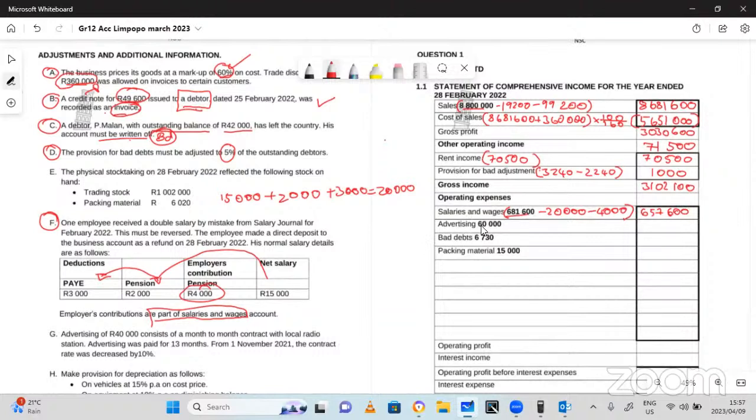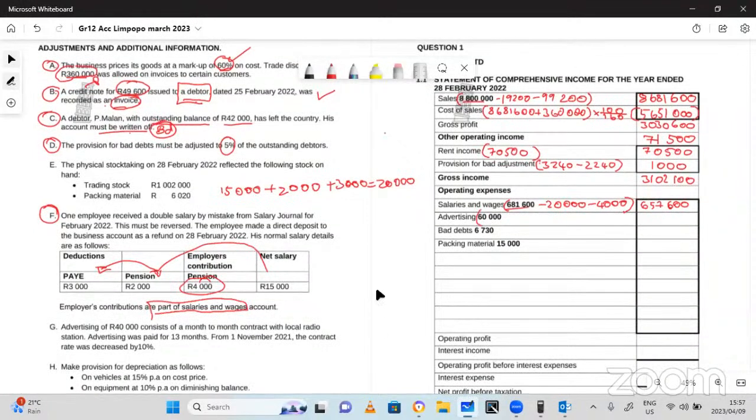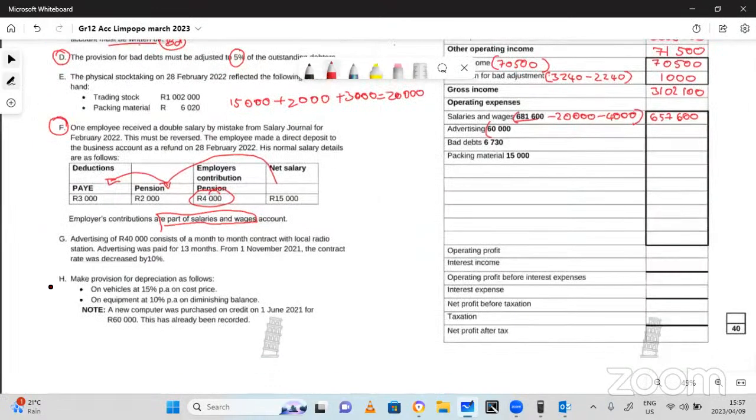Okay, then we move on to the advertisement. Surely there's a transaction with respect to the advertisement. We go and check the transaction, transaction G. As you can see, they are telling us the advertisement of 40,000 consists of a month-to-month contract with a local radio station. Advertisement was paid for 13 months. So this means this 40,000 was paid for 13 months.